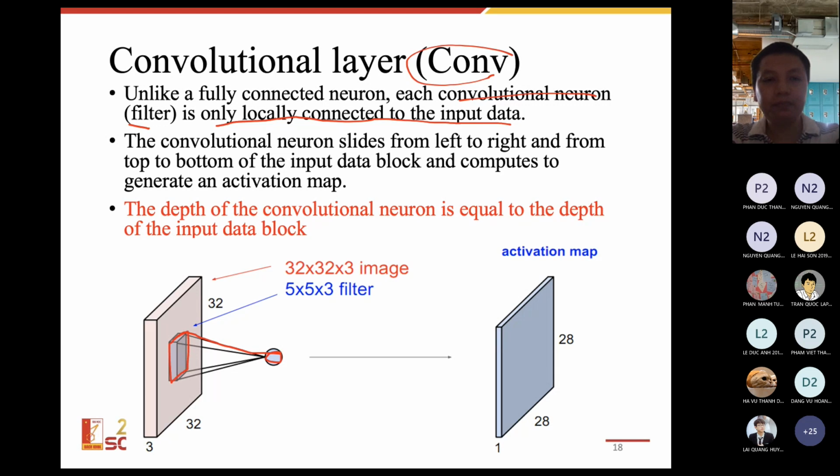The convolutional neuron slides from left to right and from top to bottom over the input block, and computes to generate an activation map. So the output after the convolution is called an activation map. This is just the name, right? The depth of the convolution neuron is equal to the depth of the input data block, right?